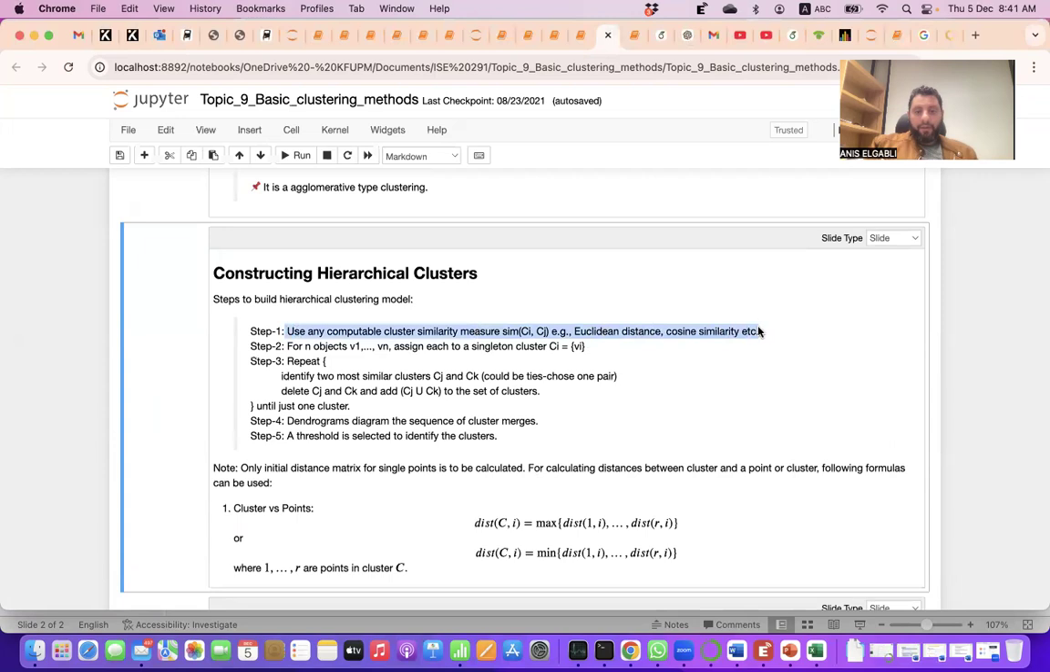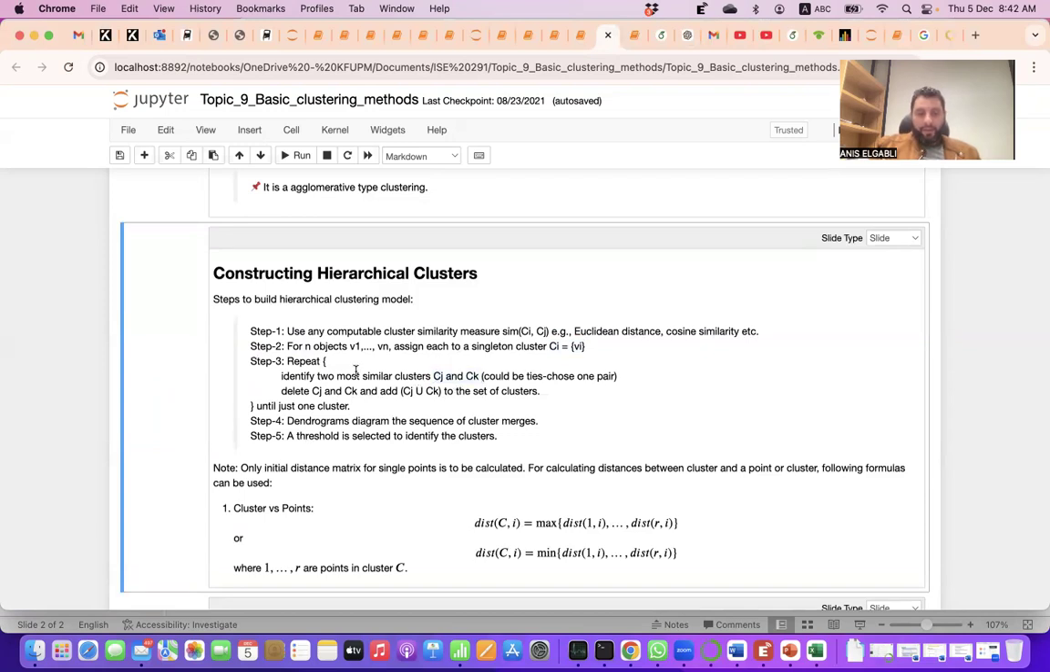So you define your similarity measuring metric, then you create your singleton clusters, so every node is in a separate cluster. The ith node will be in the ith cluster. And then you enter this loop. You identify the two most similar clusters. If there is a tie, then you break that tie. For example, if there are two pairs with the same distance, then you randomly select one of them.